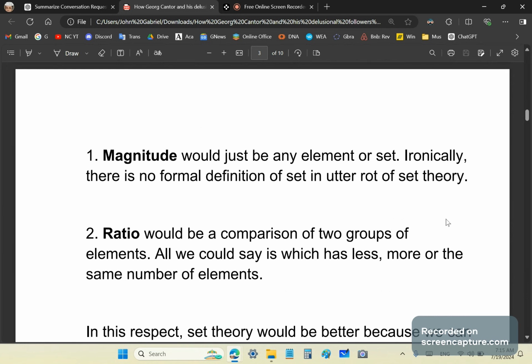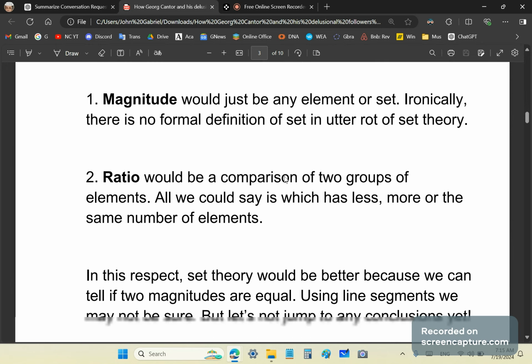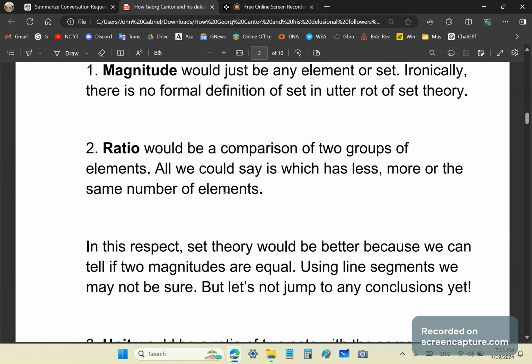Now, in set theory, a magnitude would just be any element or set. But the problem is that there is no definition of set, excuse me, in set theory. None whatsoever. It's just a posited object. Okay? And there is no well-formed definition. So that's the first problem. That doesn't happen in geometry because everything is well defined right from the beginning.